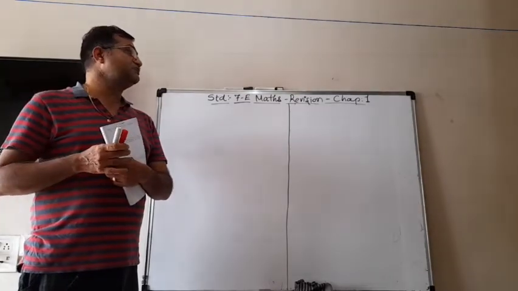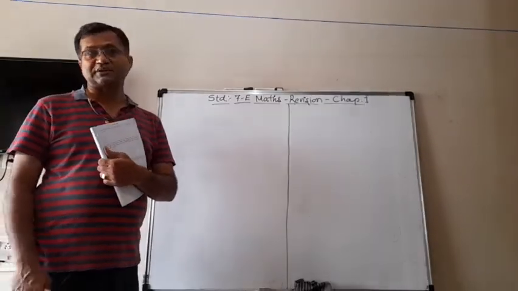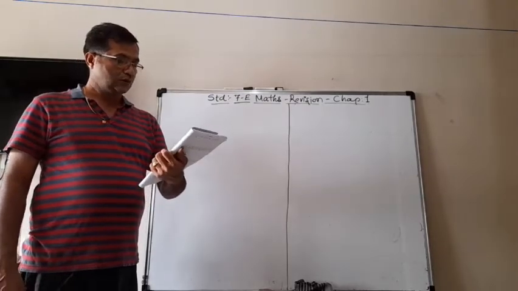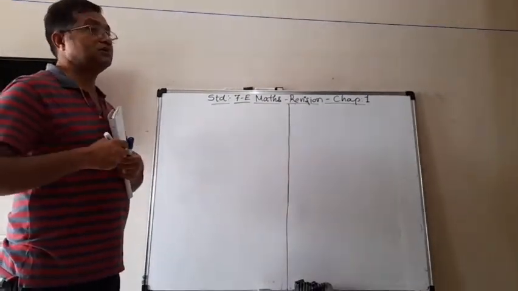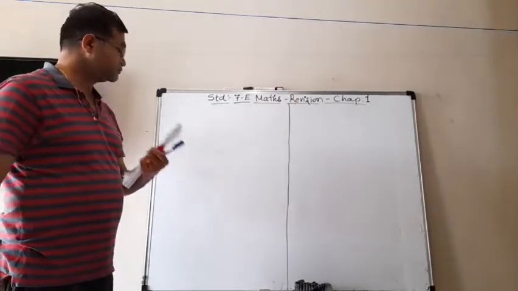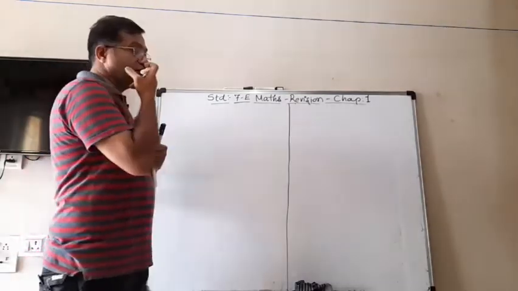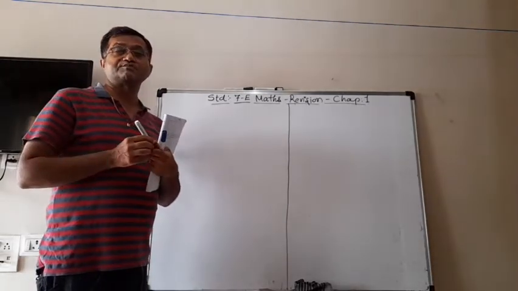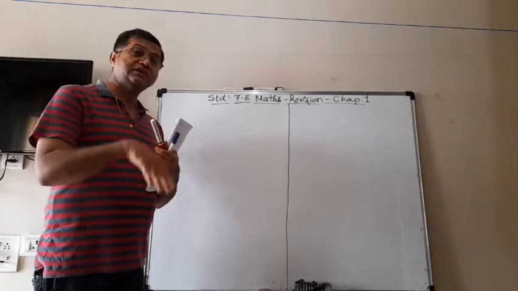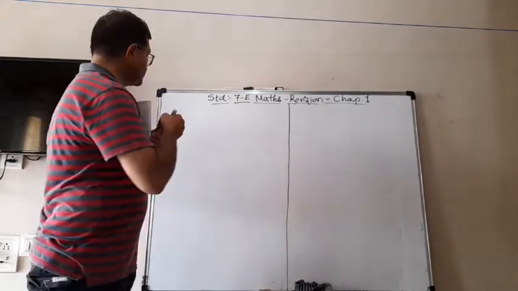We are doing the revision of chapter 1 in mathematics. Today we are going to do some more revision of chapter 1. First, we will arrange the given numbers in ascending and descending order.